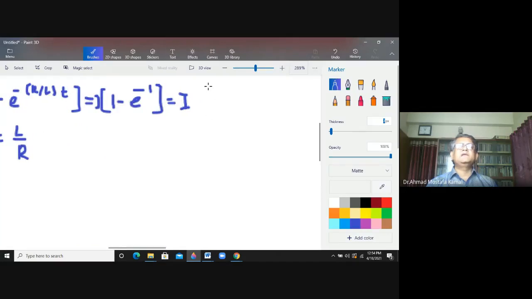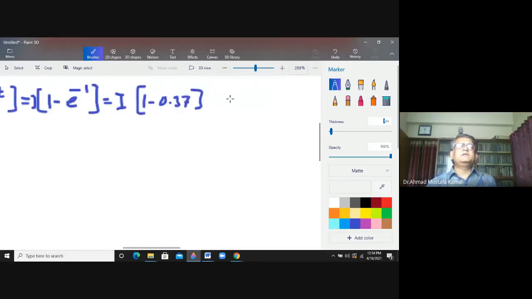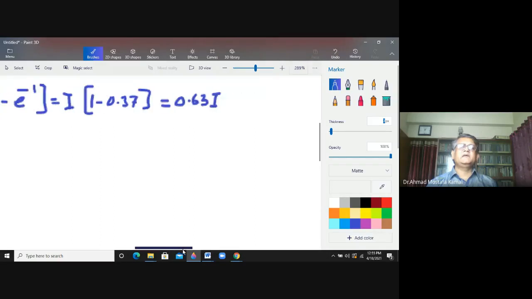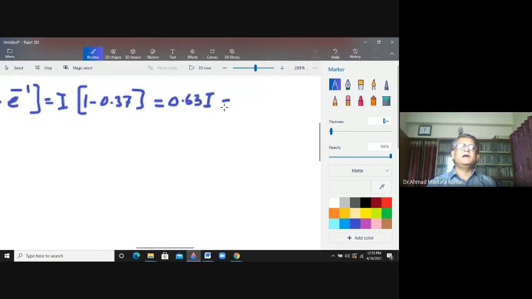You know that e inverse is 0.37, exactly similar to the previous lecture, previous circuit. 0.37, exactly same. Therefore, 1 minus 0.37 is 0.63, so 0.63 into I. That means this says that it is 63% of I.